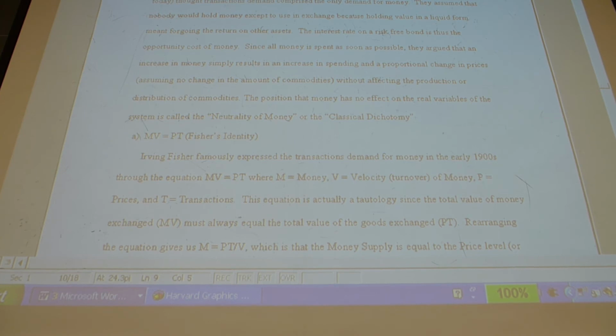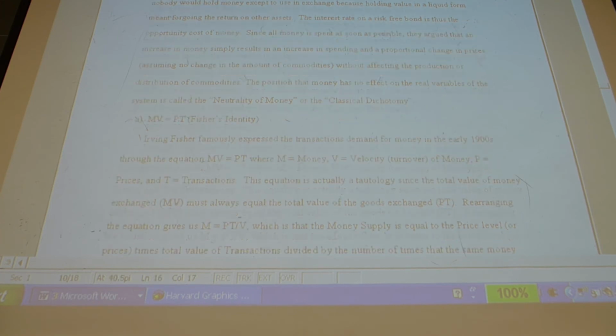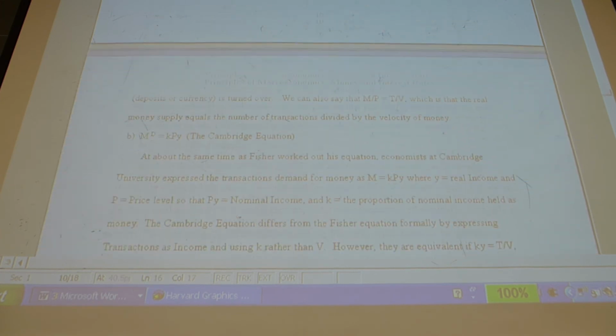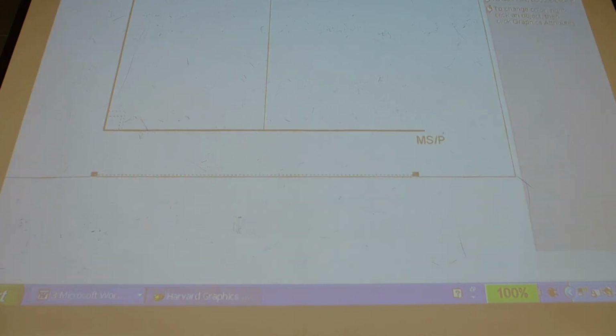Okay, and so we model that. I explained to you the evolution of that a bit. It's kind of interesting, but if we didn't work, if it wasn't the summer, I explained to you the Fisher equation, the Fisher identity, look at it. But we're going to use this idea. This is the one that Marshall used. The transactions demand could be expressed like this.